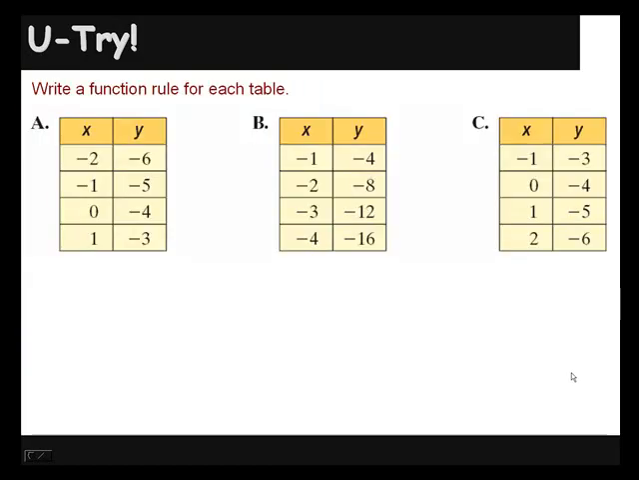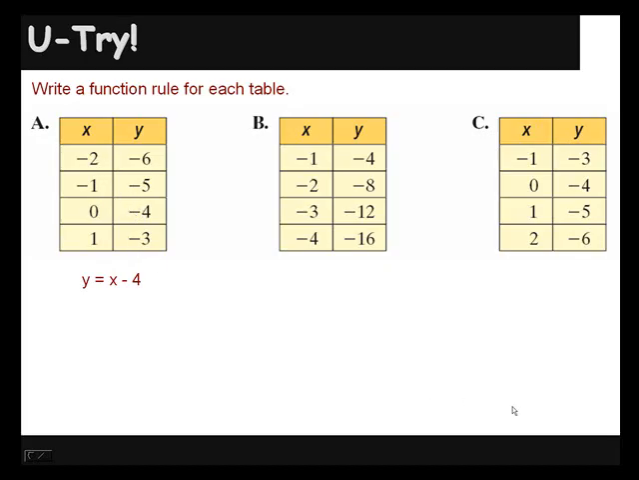Here's a few more for you to try. Go ahead and pause the video and try these. On the first one, x minus 4 works. It's just down 4 every time. Sometimes it's nice when they give you 0 because you can see what they're adding or subtracting. They're subtracting 4 to get from 0 down. So you can just see if subtracting 4 works everywhere.